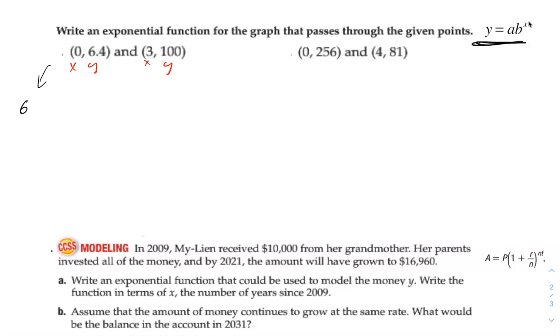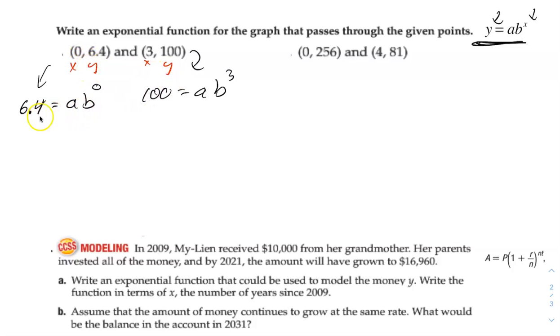So y, 6.4, equals a b to the x, which is 0. And over here, I'm plugging in from my y and my x: y is 100, and a b to the third. So now we have two equations. Using this equation and plugging both of these in for x and y, I'm trying to find a and b. Then I can rewrite it.